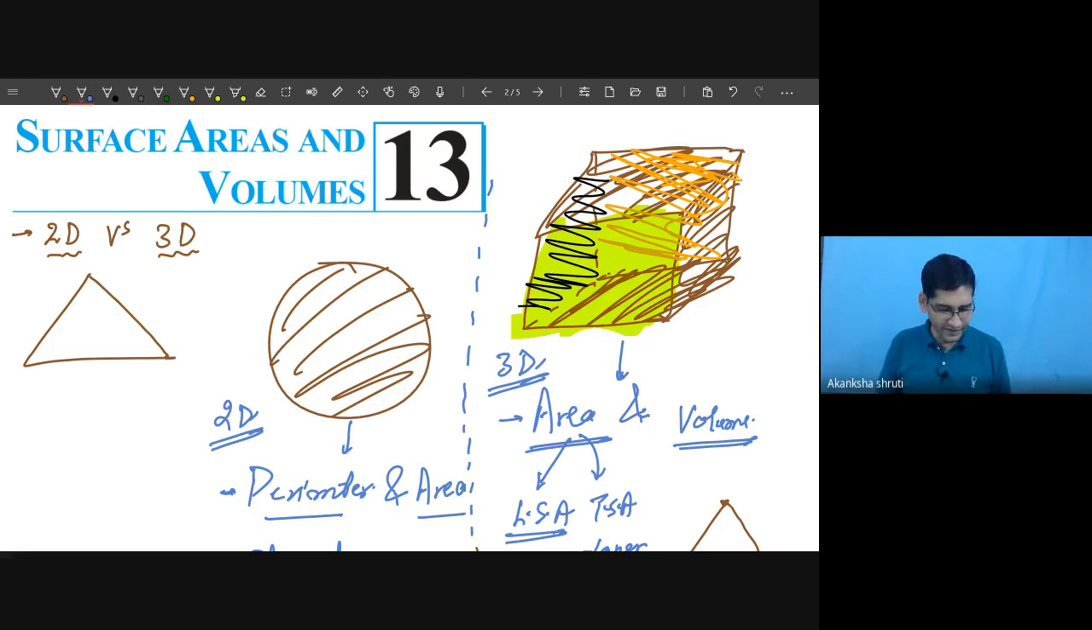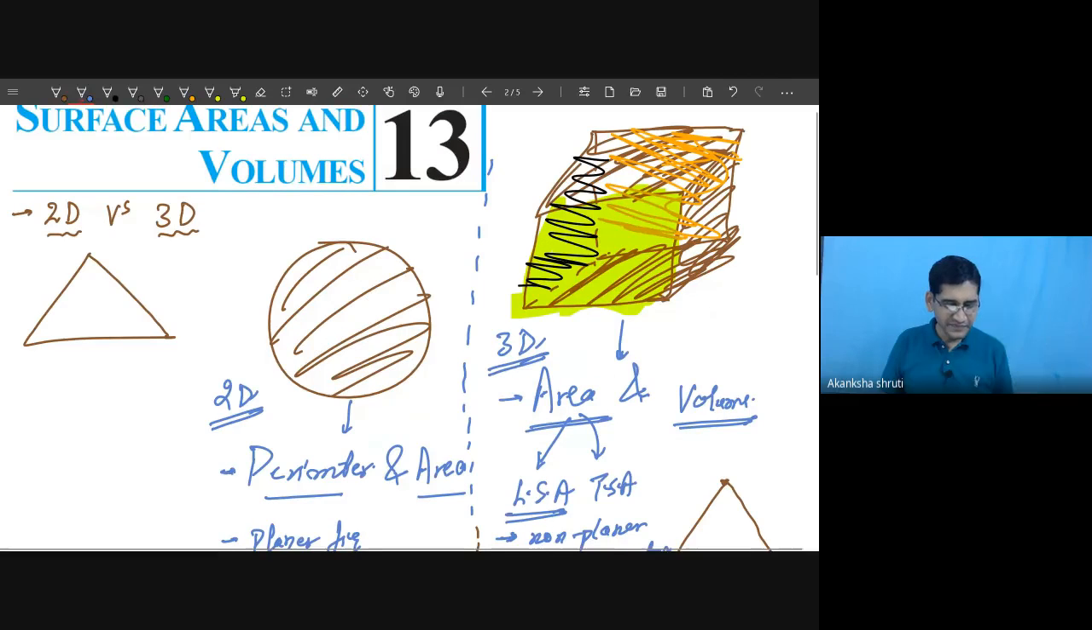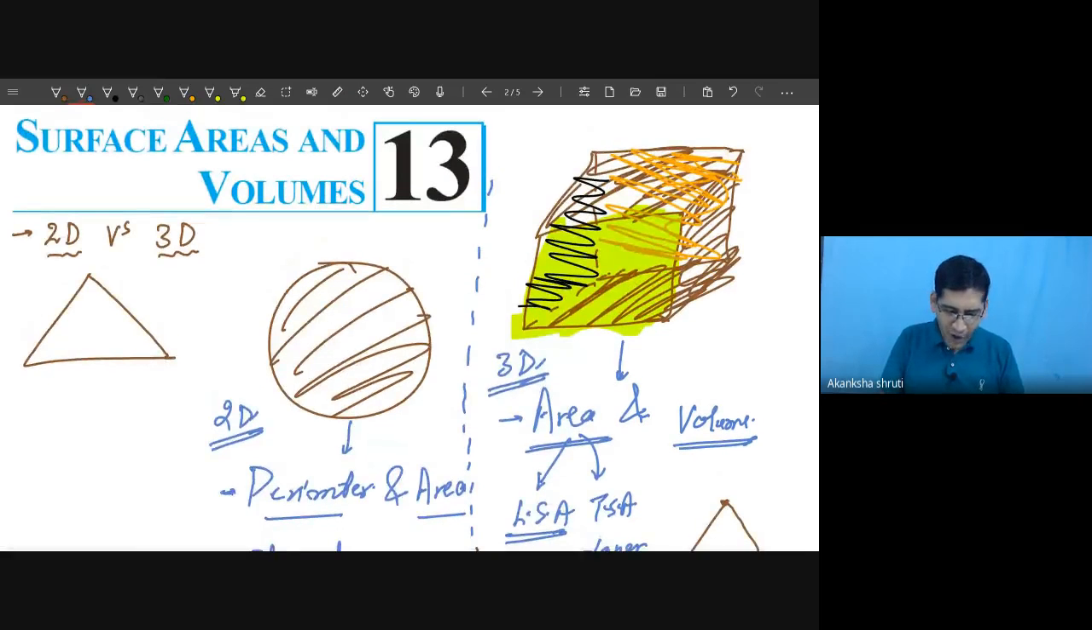Like in our previous chapter, where we learned the plane figure. For the plane figure, we have the boundary length called perimeter and the area enclosed on the same plane. So these two things, perimeter or boundary length and area, are calculated for 2D figures. 2D figures are planar figures. They do not have any projection in the third dimension or in space.